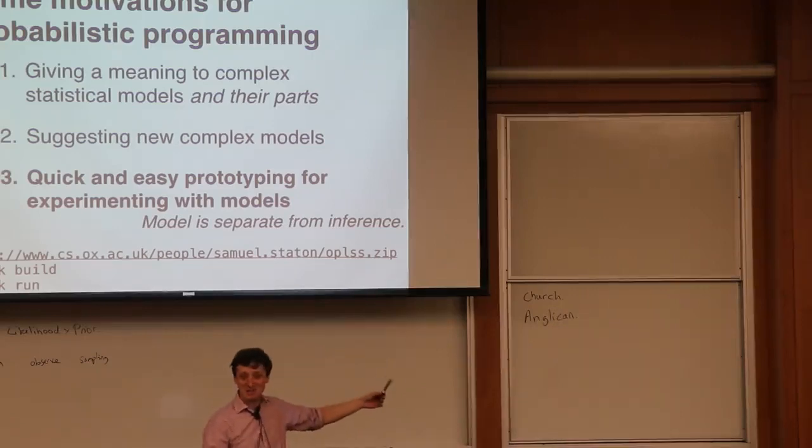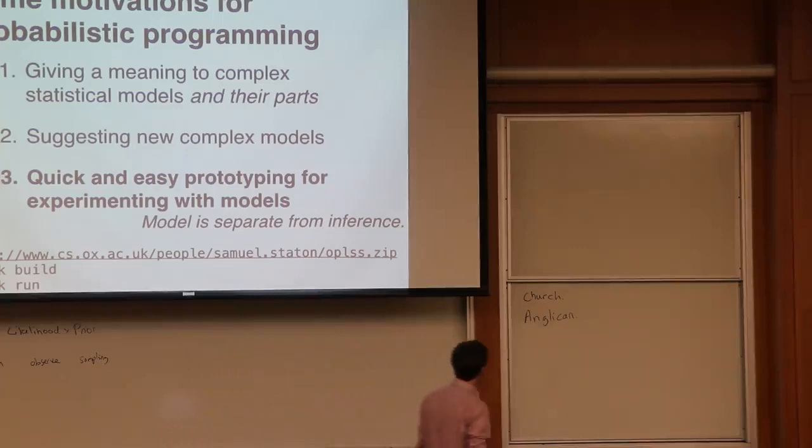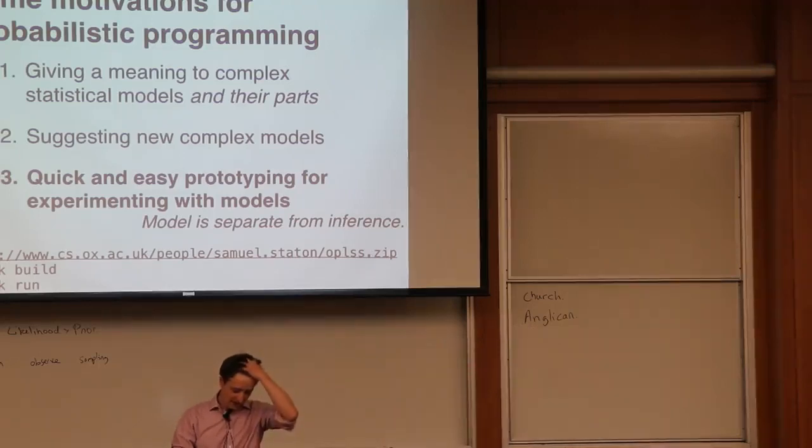The Church language, I believe, was named after Alonzo Church. We all know. Probably wouldn't know. But it's also a building where people worship. Anglican's Church was an Anglican vicar, so Frank thought it would be a good name for the language.